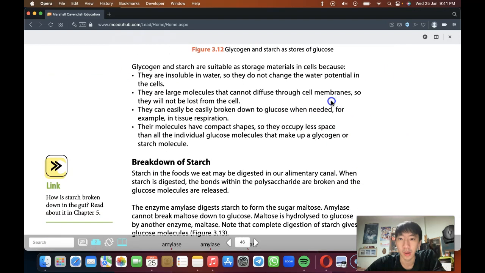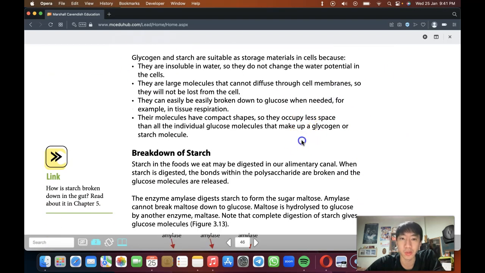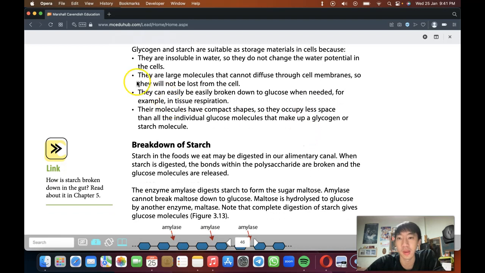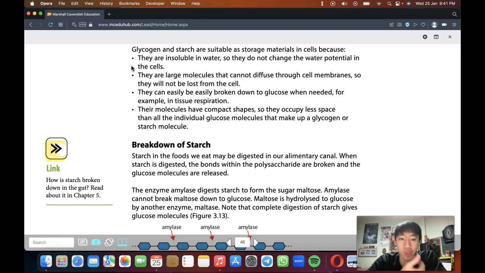Glycogen and starch are suitable as storage materials in cells because they are insoluble in water, so they do not change the water potential in the cells. Unlike glucose, or sugars actually, which change water potential because when you have a high concentration of sugar, you lower the water potential. But because glycogen is insoluble, it doesn't increase or decrease the water potential. It's just the same. So basically, it doesn't affect water potential.